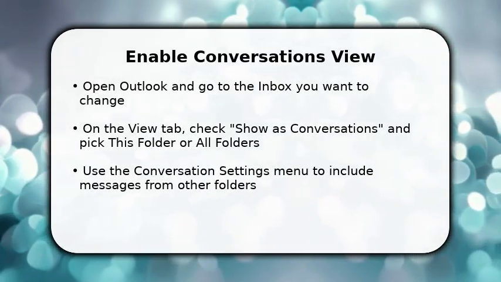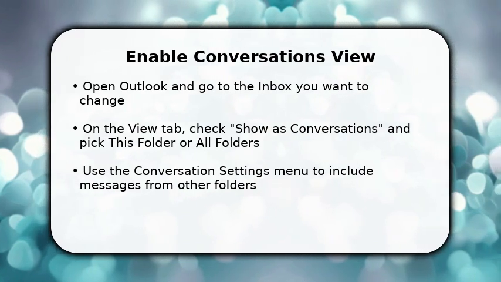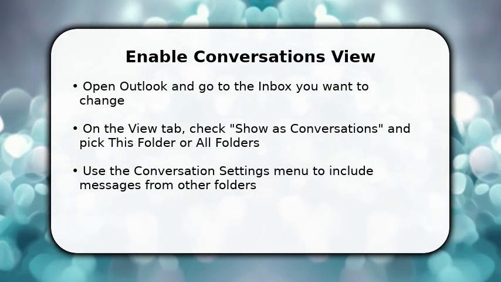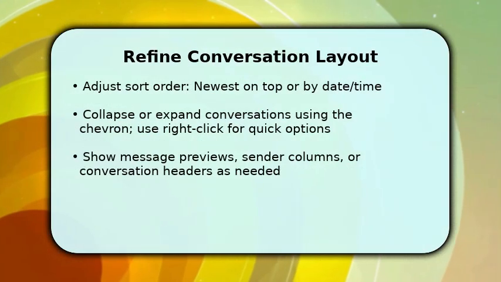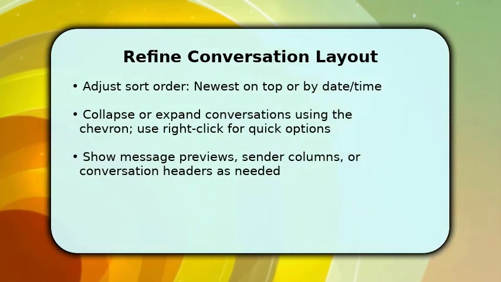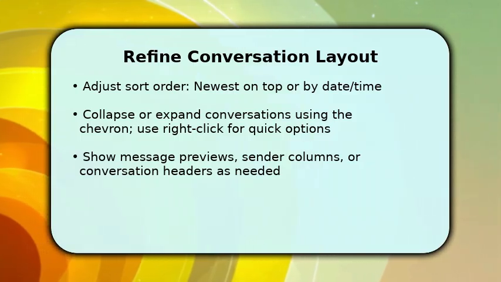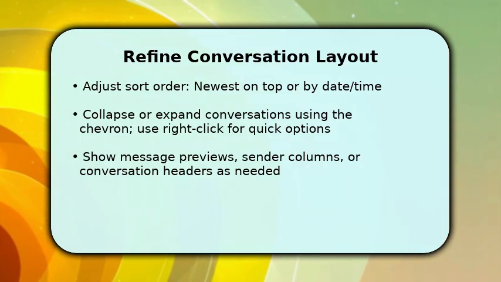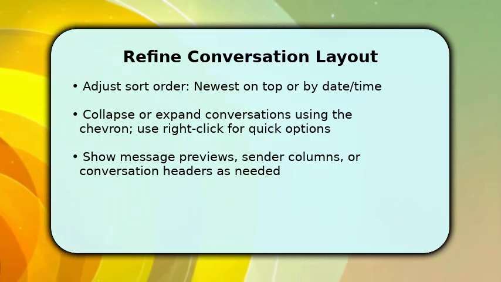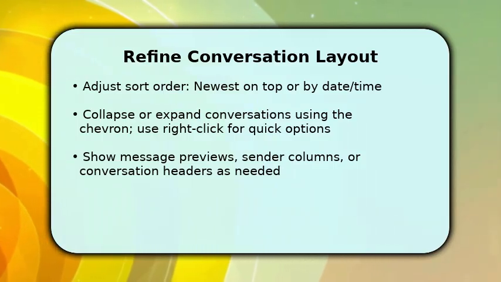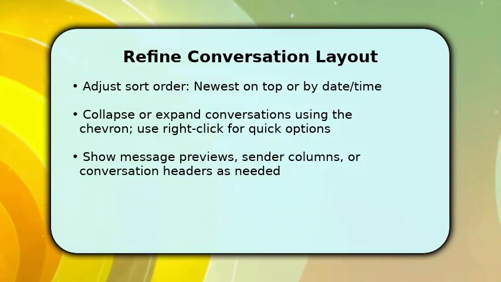Now that grouping is active, move on to refining the view and sorting options. Once conversations are enabled, refine how they appear so you can act faster. Change sort order to newest on top if you want recent context immediately, and toggle message previews to skim content without opening each thread. Use the chevron to collapse or expand conversations.